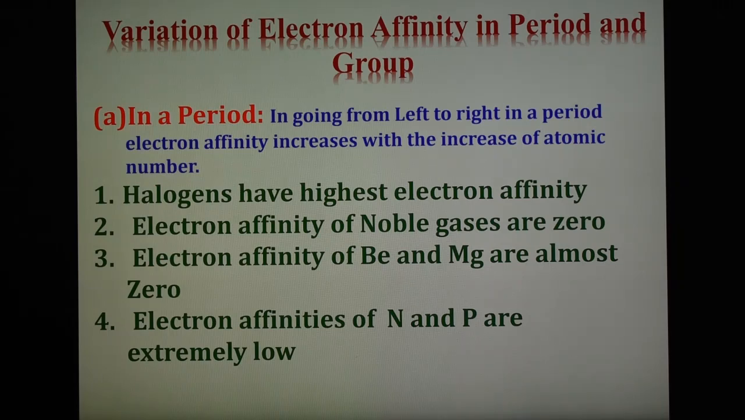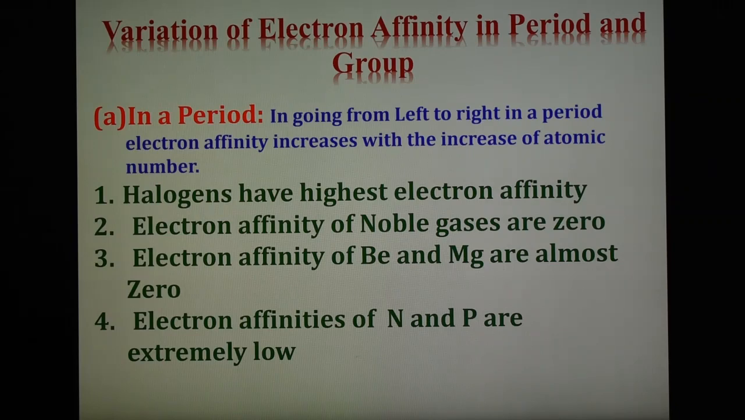So as we go from left to right in the period, the electron affinity value increases. In the case of halogens, the electron affinity of the halogens is the highest in their respective period. This is due to the small size and high effective nuclear charge of the halogens. Halogens have the general electronic configuration ns2 np5, and are one electron short of the stable noble gas configuration. Therefore, they have maximum tendency to accept an additional electron, and their value is highest as compared to other elements in the periodic table.